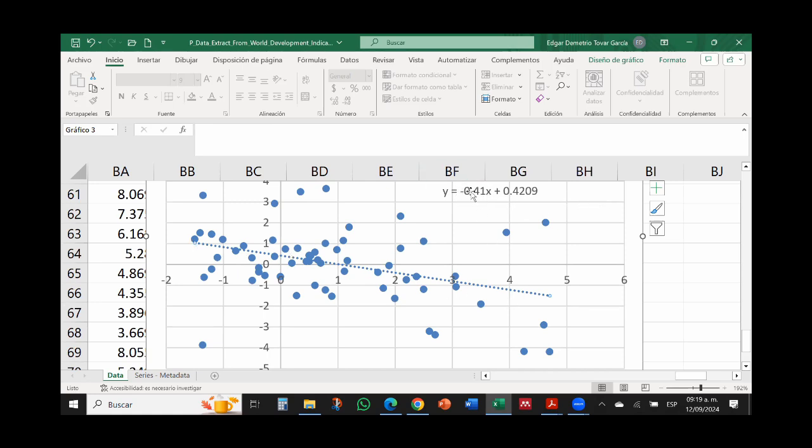And then the slope is telling me how much is changing my dependent variable, my inflation, my variable here in the vertical axis, when x, the explanatory variable, in this case unemployment, is changing by 1 unit. Therefore, if x equals 1, that means that inflation is decreasing by 0.41. And therefore, it's a negative relationship. It's clear, guys? It's better? You got it?